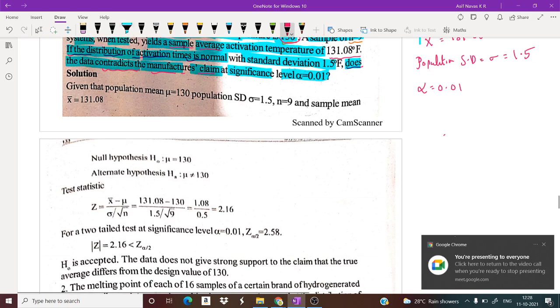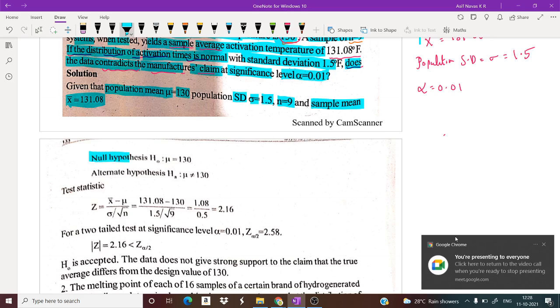So here we are given the population mean mu, which is 130, and the population standard deviation 1.5. n samples are drawn, which is 9, and the sample mean is also given, 131.08. Now our first step is to take the null hypothesis.